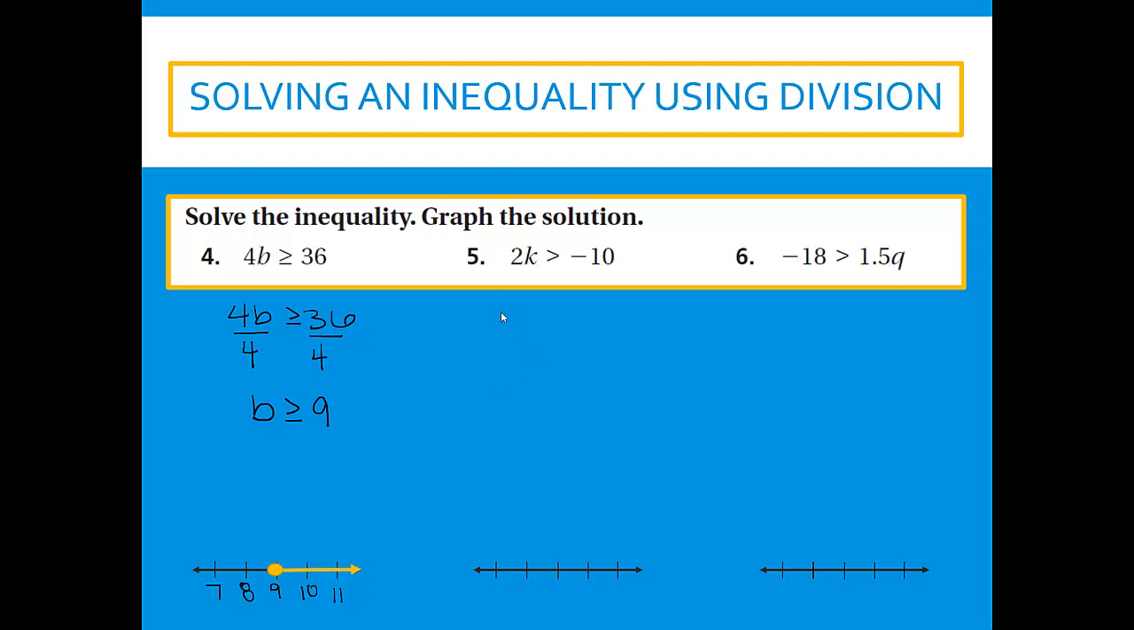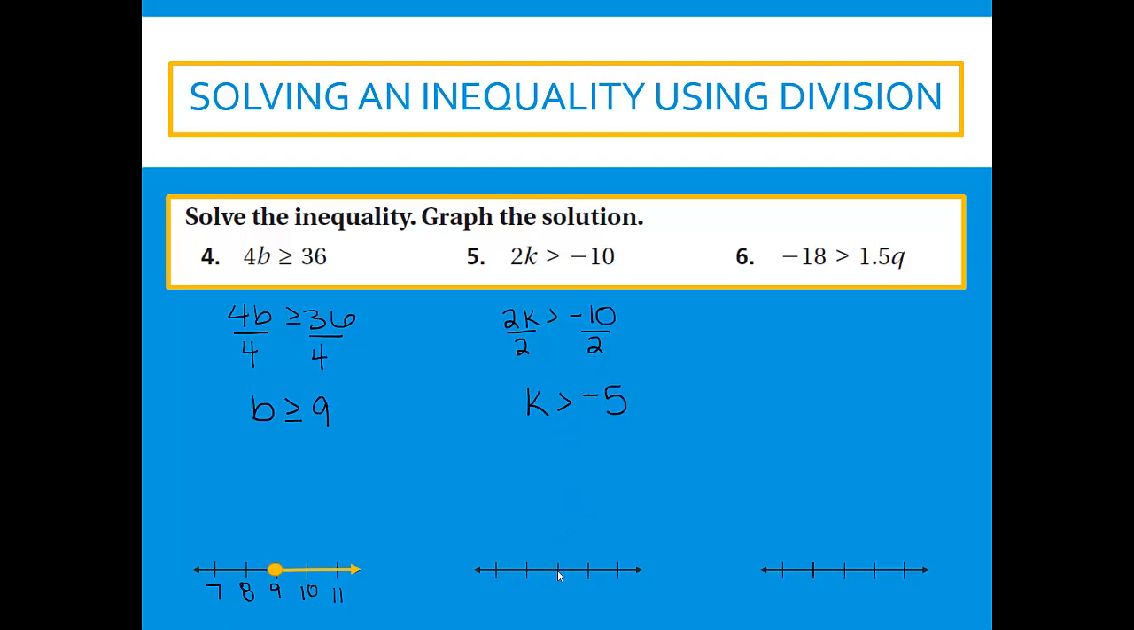For number 5, we have 2k is greater than -10. Since we're multiplying 2 times k, we will divide by 2 to solve. So we'll divide 2 on both sides. So we have k is greater than -10 divided by 2, which is -5.